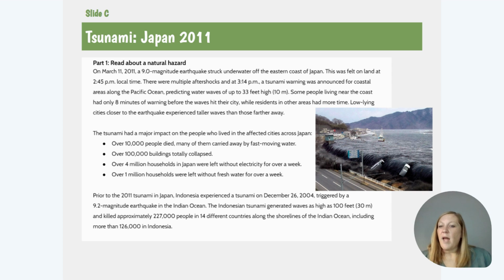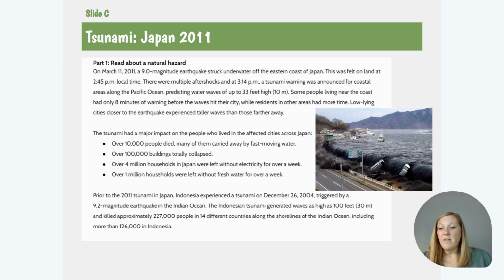Part 1, read about a natural hazard. Tsunami, Japan, 2011. On March 11, 2011, a 9.0 magnitude earthquake struck underwater off the eastern coast of Japan. This was felt on land at 2:45 p.m. local time. There were multiple aftershocks, and at 3:14 p.m., a tsunami warning was announced for the coastal areas along the Pacific Ocean, predicting water waves of up to 33 feet high, or 10 meters.